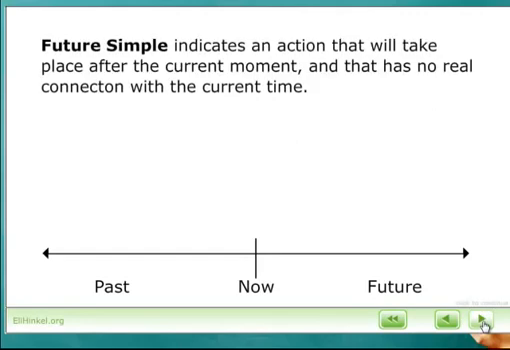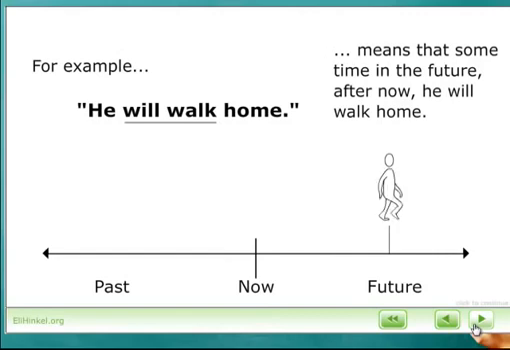Let's talk about future simple. This indicates an action that will take place after the current moment, but has no real connection with the current time. So the current moment is now, so future simple is going to take place in the future, but it's not going to relate to now at all. Let's take a look at that example. He will walk home. That means that sometime in the future, after now, he will walk home. When will he walk home? I don't know, but sometime in the future, he will walk home.